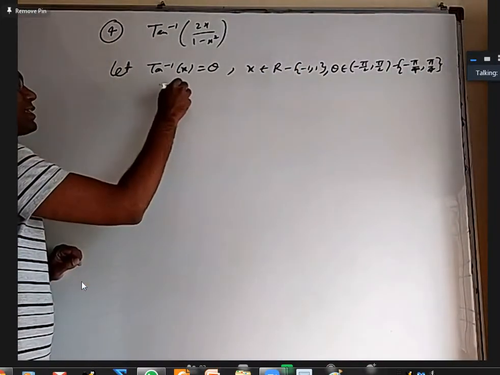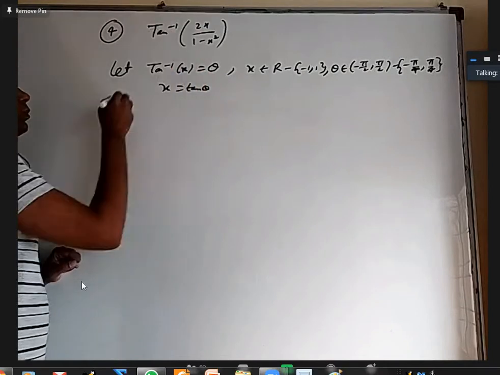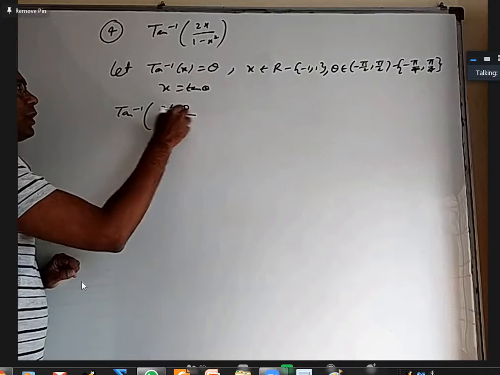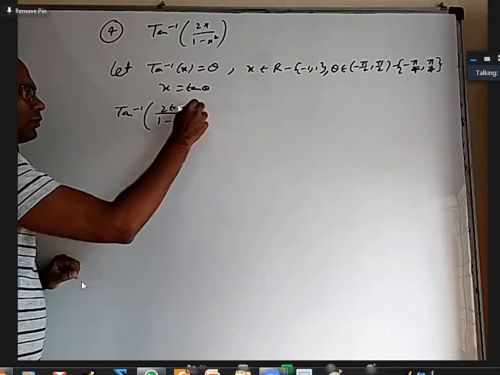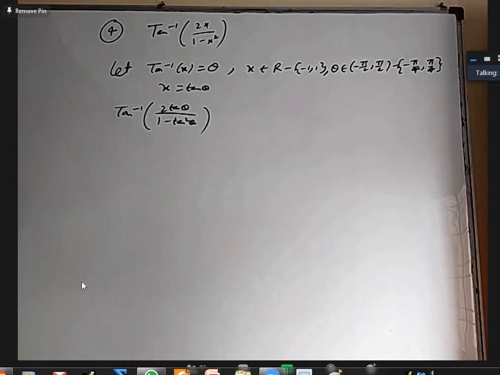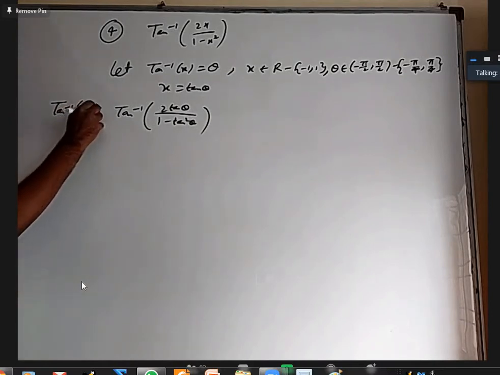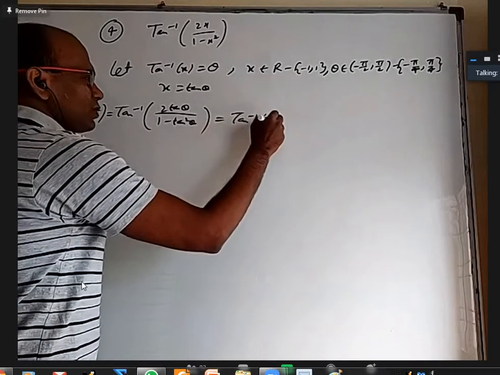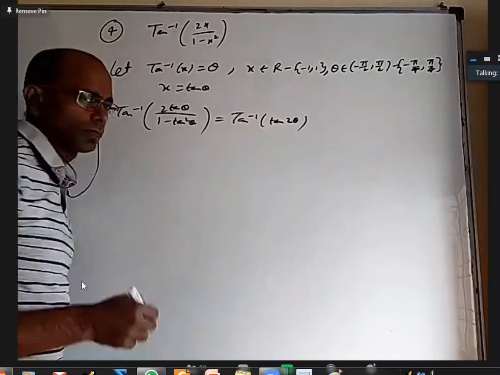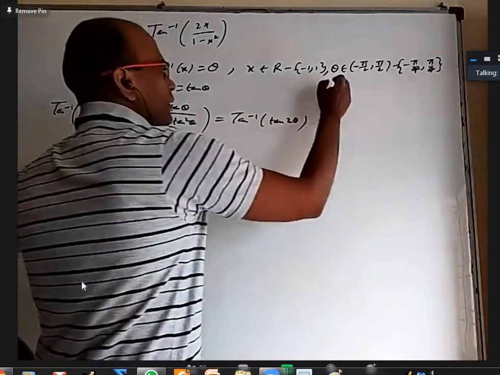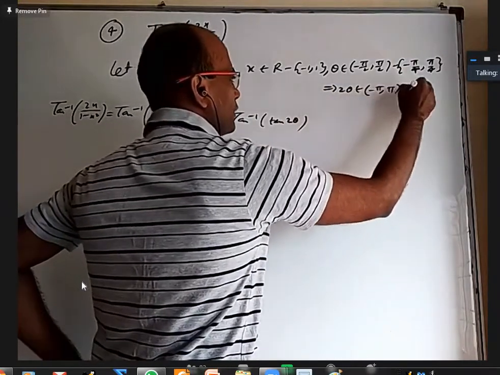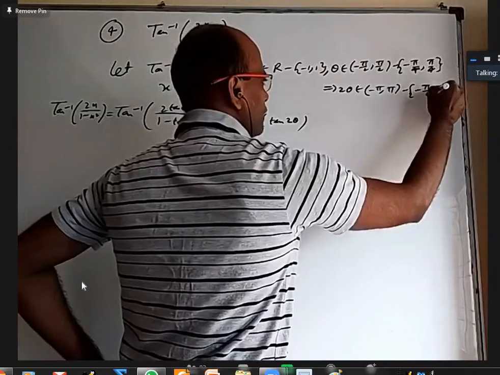Okay, now x is equal to tan theta. When I put it here, I will get tan inverse 2 tan theta by 1 minus tan square theta, which is tan inverse tan 2 theta. And here you can understand 2 theta will belong to the open interval minus pi to pi except minus pi by 2 and pi by 2.